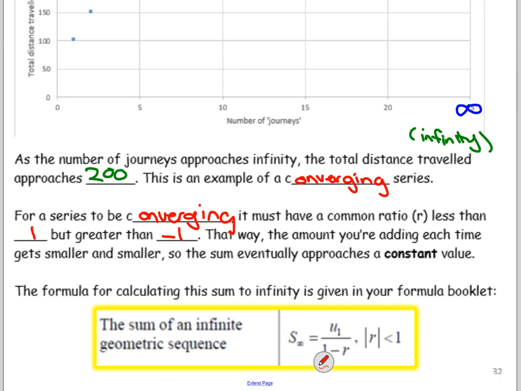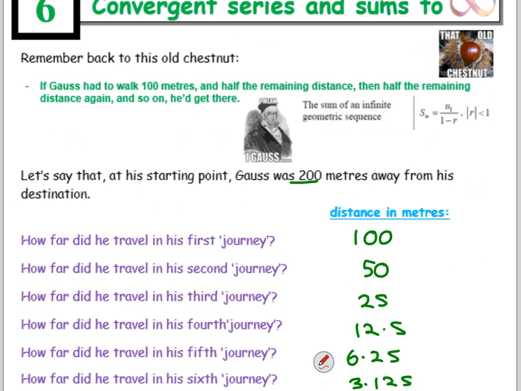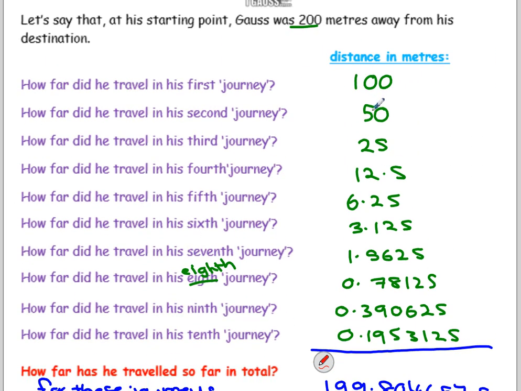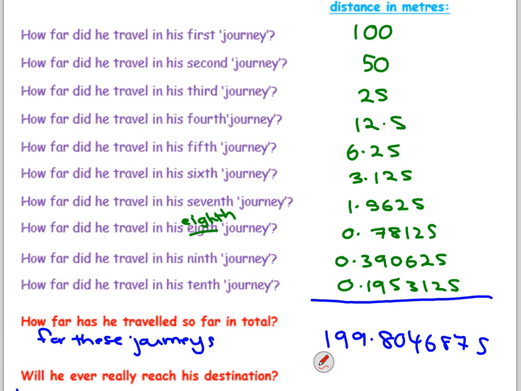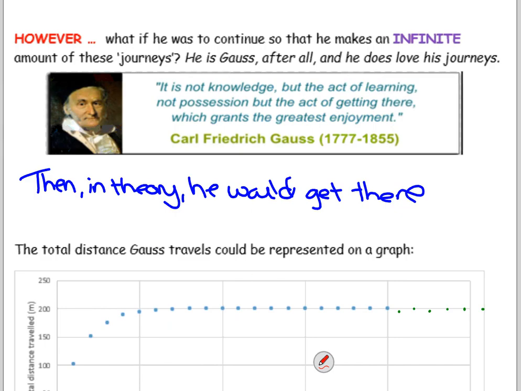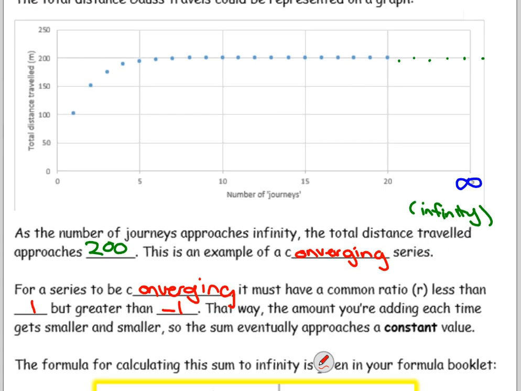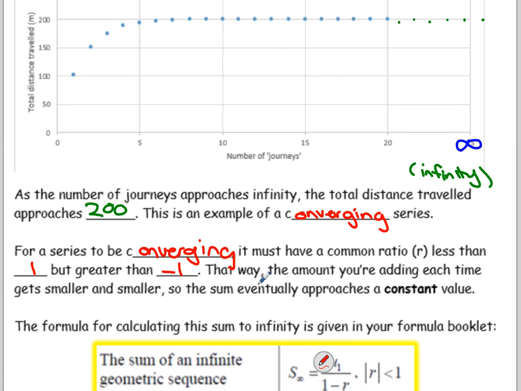That way, the amount you're adding each time gets smaller and smaller, because for example, 100 times 0.5 makes 50. 50 times 0.5 makes 25. So you're adding 100 plus 50 plus 25. You can see on our previous page that for the sum, the numbers we were adding each time go from being 50 to something like 0.19. So the numbers you're adding each time are just getting smaller and smaller, and that's why the sum approaches a constant value. I think you're looking at me like, we get this, just move on. So the sum eventually approaches a constant value. In our case, it was 200.